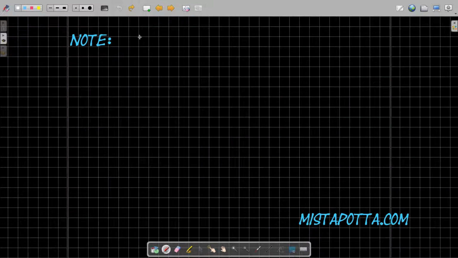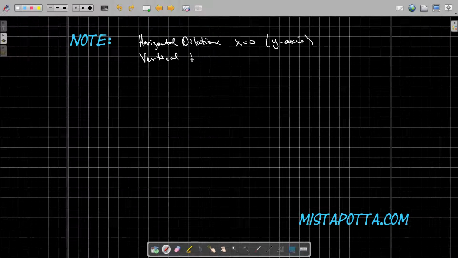One of the things that we should note is that our horizontal dilations are always from x equals 0. In other words, they're always from the y-axis. Similarly, vertical dilations are always going to come from y equals 0. In other words, they're always going to come from the x-axis. And there's also something else that we need to note, is that the order matters.